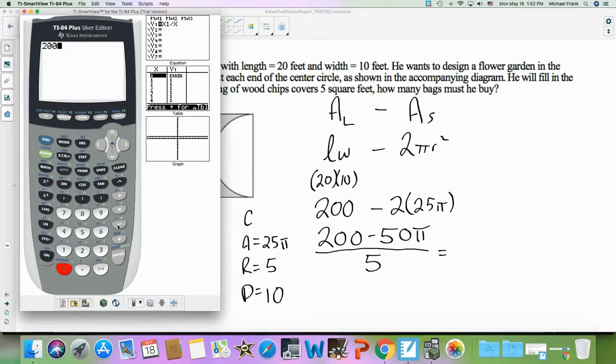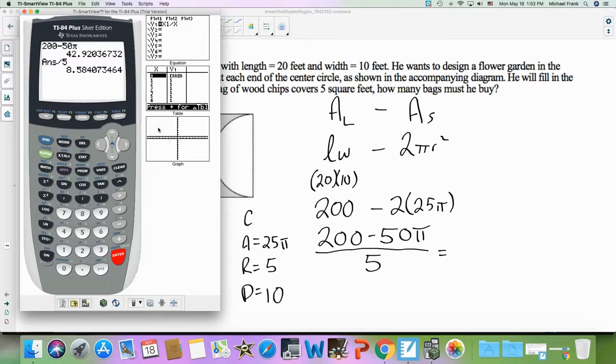200 minus 50 pi. Again, before I divide, I like to see, well, that's right there, the area of the shaded region. And I want to see how many times 5 goes into that. So how many bags I'm going to need.